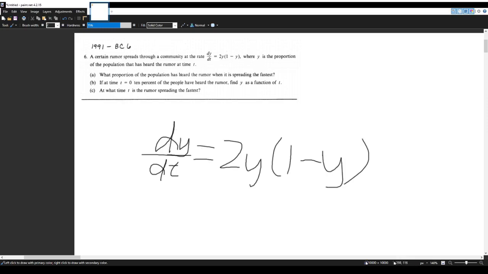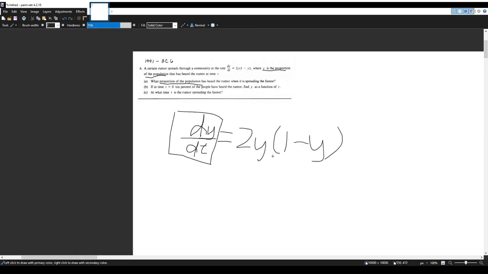what proportion of the population has heard the rumor when it's spreading the fastest? So we're looking for the proportion of the population, which is going to be y, because y is the proportion. So we're not looking for anything to do with t right now. We just want to know how can we make this the biggest, because this is how fast it's spreading. So we want to make dy/dt the biggest, and we're asking what y makes that happen.